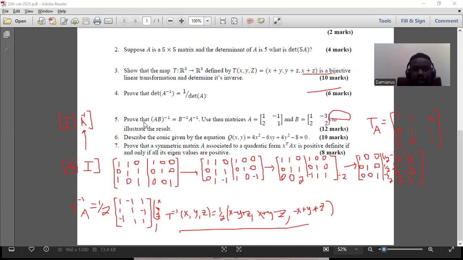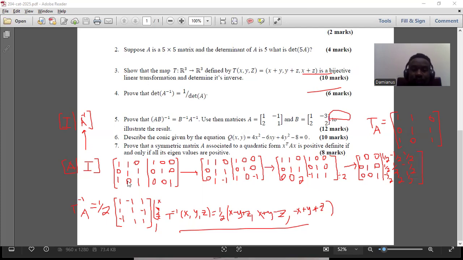Number 5, prove that AB raised to the power minus 1, basically the inverse of A times B, is the same as the inverse of B times the inverse of A. Again, the proof is similar to this one. You just take AB times B inverse A inverse, and then you open up the brackets and play around with it. It will give you the identity, so you are done, okay? Then use these matrices to illustrate the result. It's not very complicated.